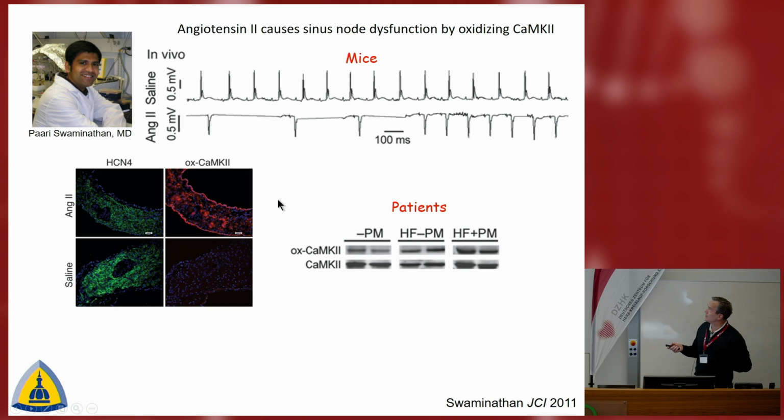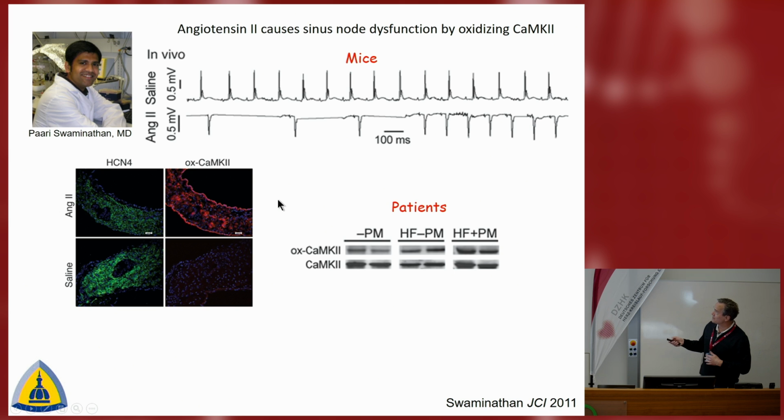This is work that a fellow, now a faculty at LSU, did in the lab some time ago when he infused mice with angiotensin II over time and noticed that these mice had a sick sinus-like phenotype. This is a phenotype where the heart rate would get very, very slow, and then it might come back a little faster. It was quite irregular. And he ended up mapping that to an oxidized form of CamKII.